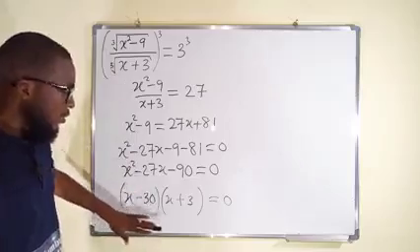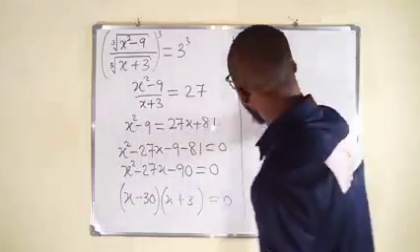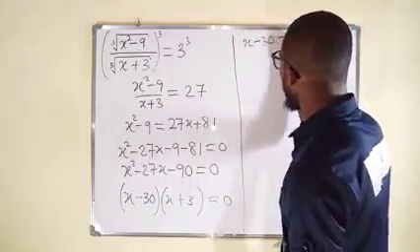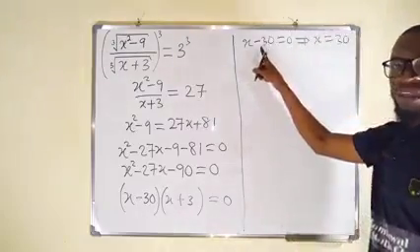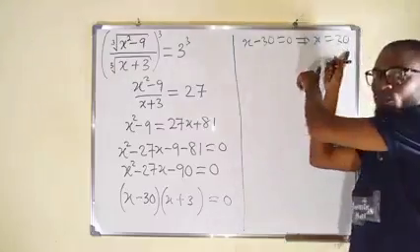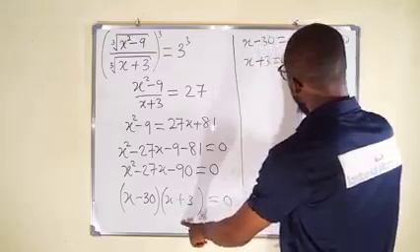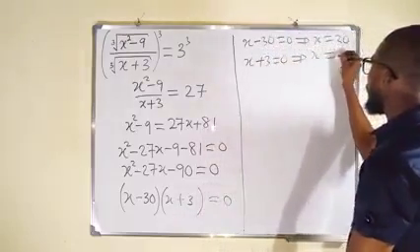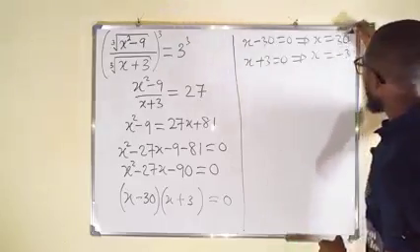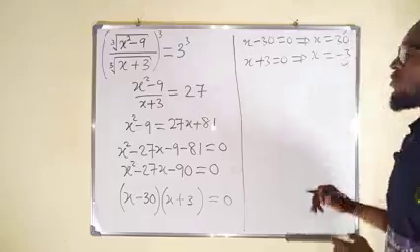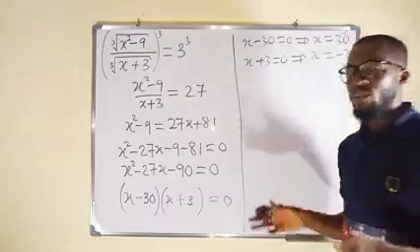So we are going to set each of these factors equal to 0 in order to find the value of x. So the first one, x minus 30 equal to 0. This implies that x is equal to 30, because once negative 30 crosses over the equality sign, it becomes positive. And the second one, x plus 3 equal to 0, this implies that x is equal to minus 3. In this case, we have two solutions. We have already tested this one. Now let us test this one to see whether the statement is true. If it is not true, we are going to consider only positive 30.